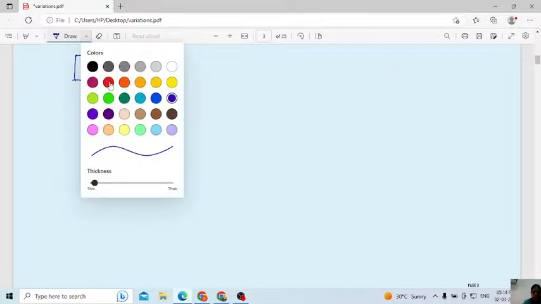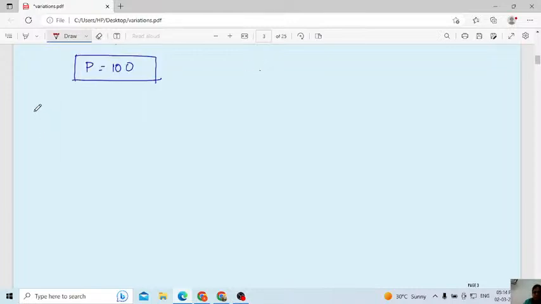Let us study what is meant by the next one, indirect proportion. Understood everyone? In direct proportion, you have to remember the ratio will be constant.